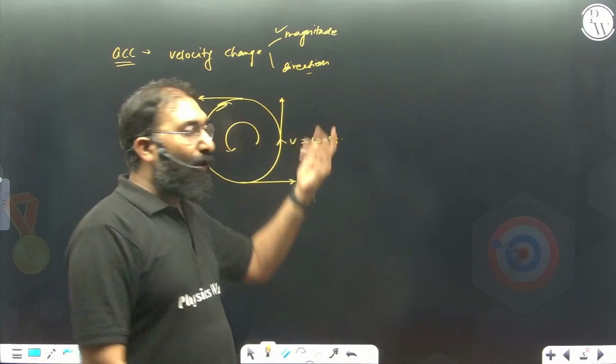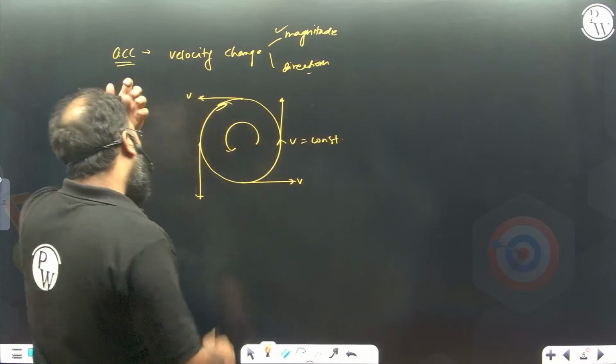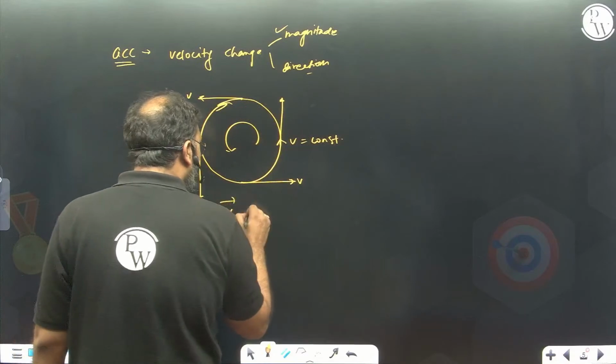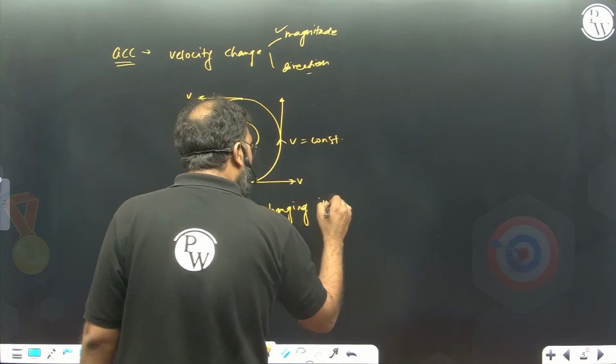Without acceleration, this velocity vector cannot change. Here, although the speed is constant, the velocity vector v is changing in direction, right? It's changing in direction.